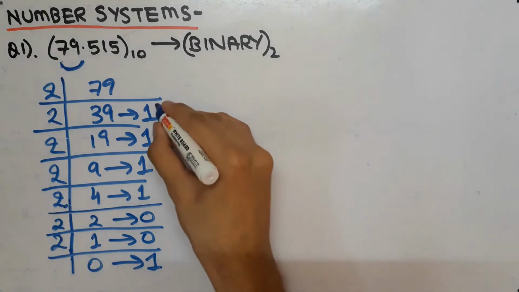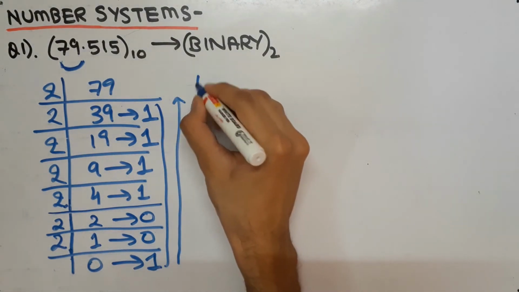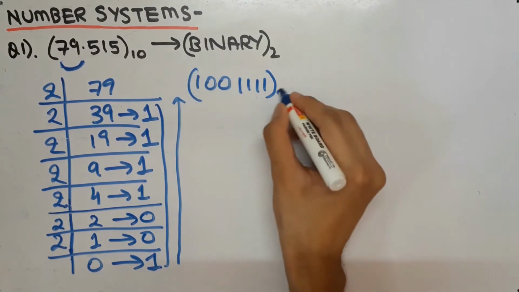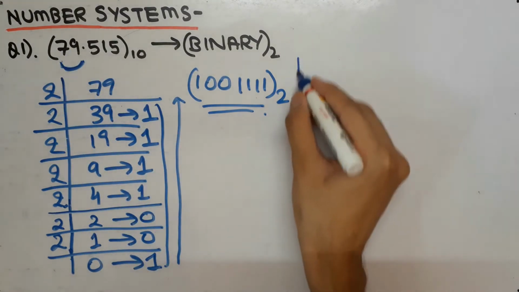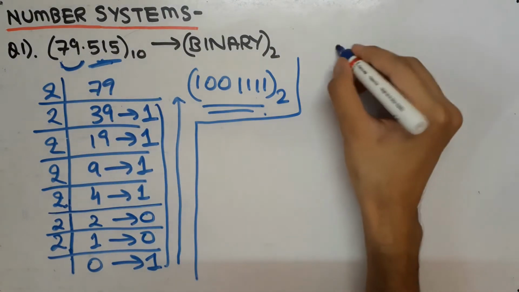Now guys, we will write these remainders from bottom to top. That is like this. We will write it as 1 0 0 1 1 1 1 with base 2. That is, we have converted the integral part into its binary form. Now we will look at the fractional part, that is 0.515.